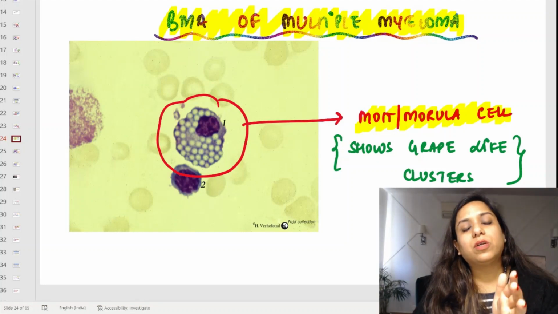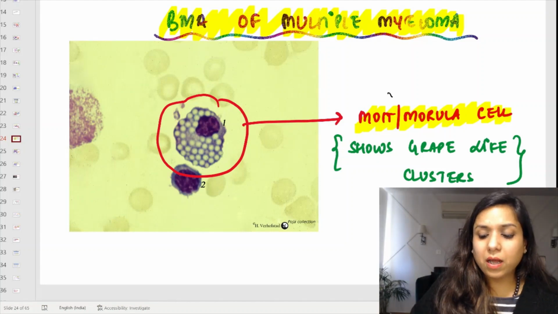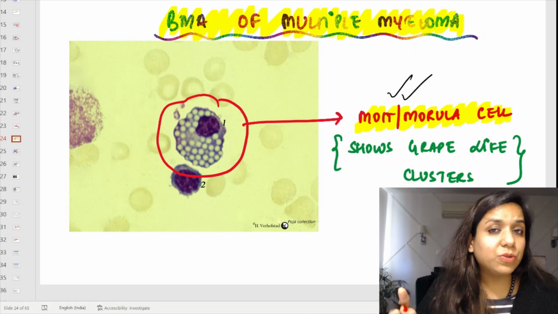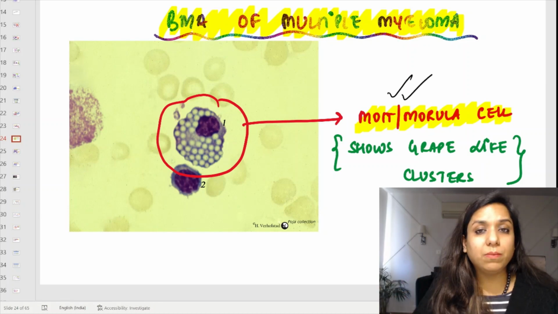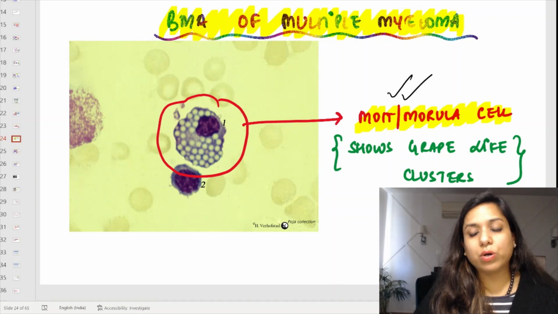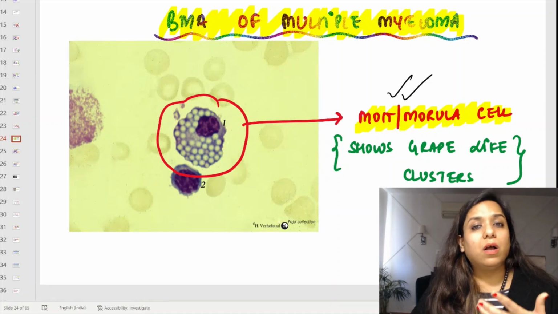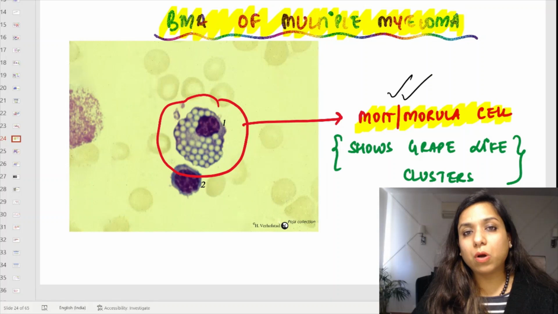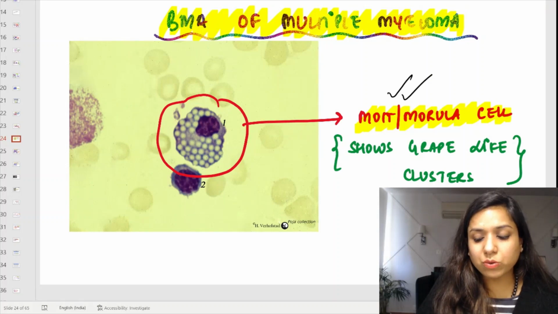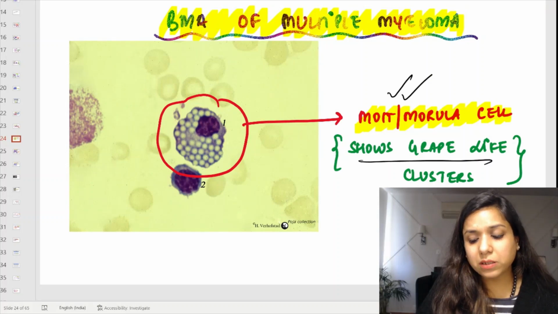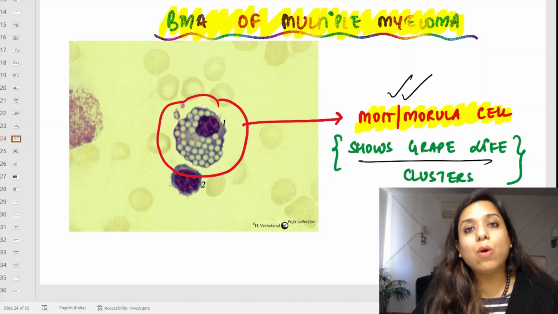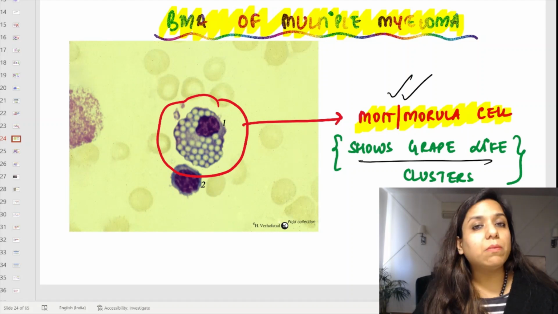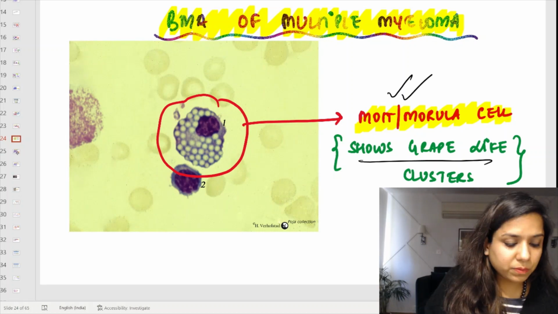Bone marrow aspirate shows a very characteristic cell, and the image was asked in the FMGE exam 2 years back, students. This is the image. This is called a Mott cell or a morular cell because of the high amount of abnormal immunoglobulins, right? In the cytoplasm, can you see these grape-like clusters? And that is why these grape-like clusters are called a Mott cell or a morular cell. This is seen in multiple myeloma, correct?